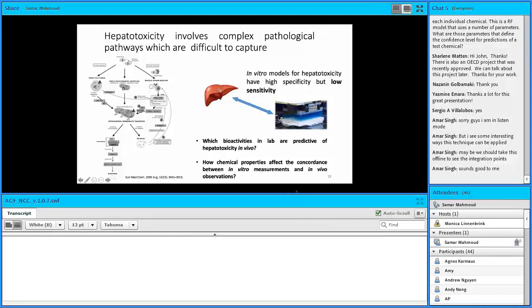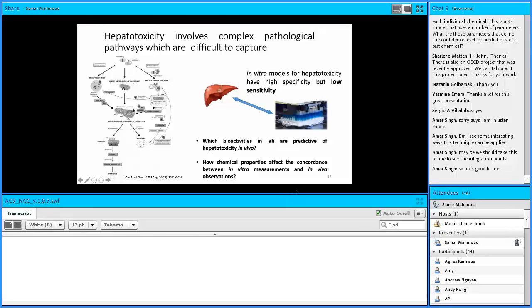multiple pathological pathways, which can be really difficult to capture. And the problem with in vitro models for hepatotoxicity is that they might have high specificity but low sensitivity, which means that if the assay would not be able to detect an activity of the compound, it doesn't mean that the compound is safe. So the question becomes, what are the bioactivities that can be really predictive of hepatotoxicity?